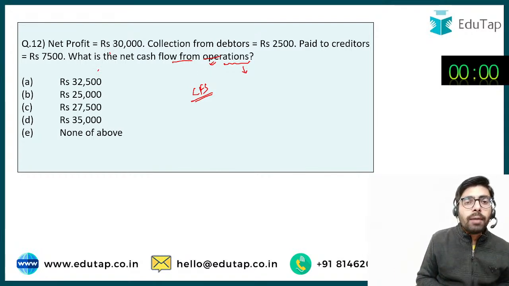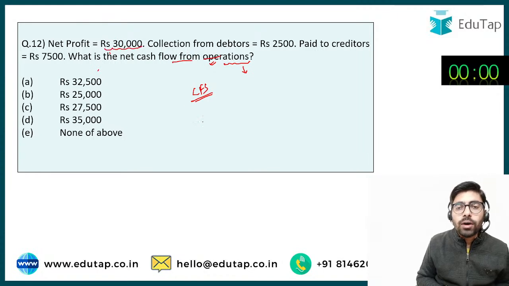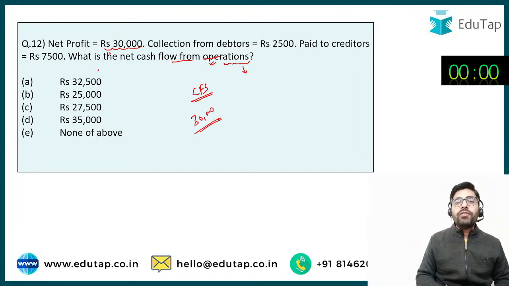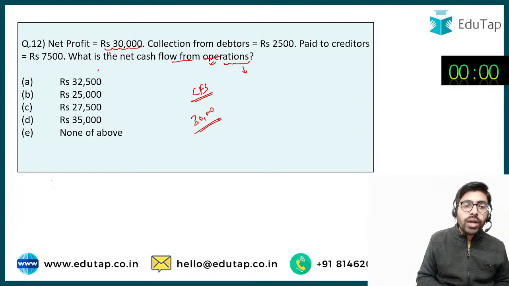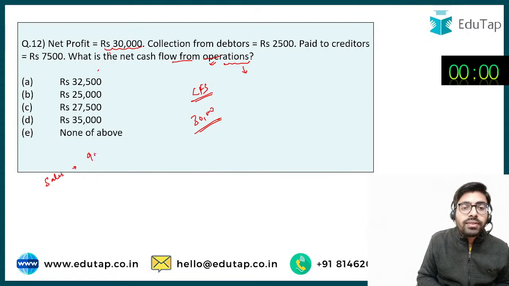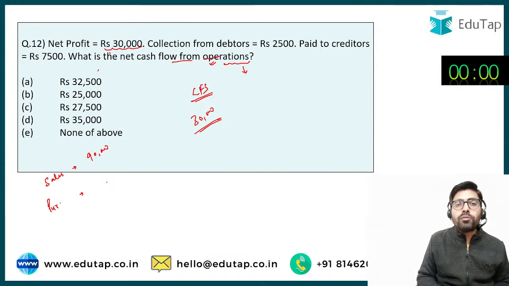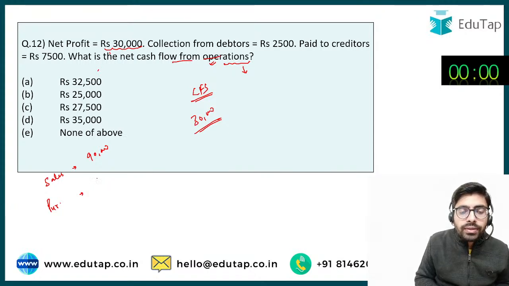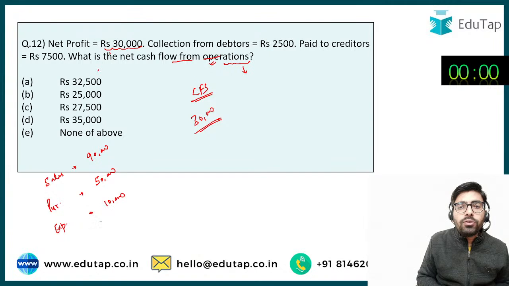So it says the company has made a net profit of rupees 30,000. Now how would this net profit figure have been arrived at? Let's see. I would have put in my figure of sales, let's suppose 90,000. I would have put in my figure of purchases, let's suppose 50,000, and I would have put in my other expenses as well. Let's suppose they are 10,000, so this figure would come out to be rupees 30,000.